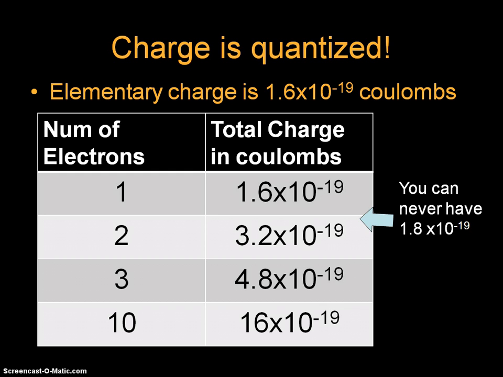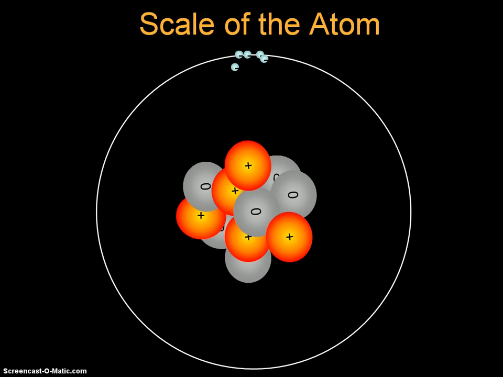Charge is quantized. Elementary charge is 1.6 times 10 to the negative 19 coulombs. So if I have 1 electron, then I have that much charge. If I have 2 electrons, I have 3.2 times 10 to the negative 19. You can never have an amount of charge in between those. Another way of saying it, the amount of charge will always be a factor of 1.6 times 10 to the negative 19. But again, that's a relatively small amount of charge, so it allows for a lot of different possibilities.